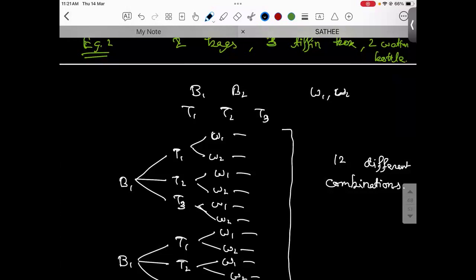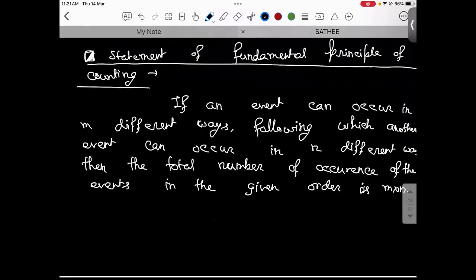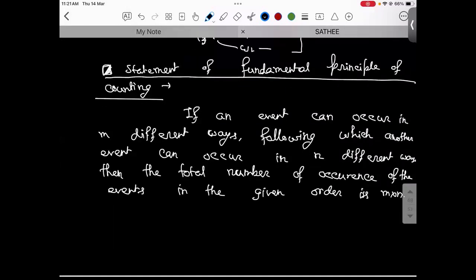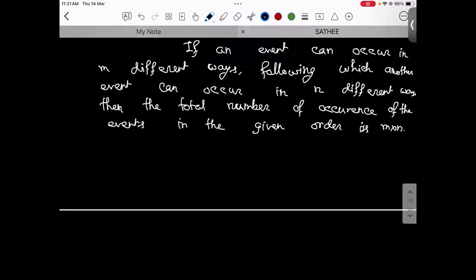Depending on the number of events or number of occurrences, you can say, the number of possible ways. Okay. So in the case of 3, we will get m cross n cross p.